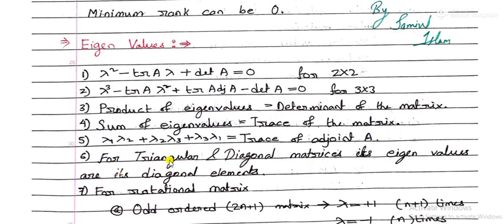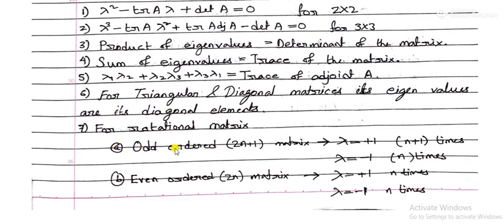For any triangular and diagonal matrices, its eigenvalues are its principal diagonal elements. Now, for a rotational matrix, if you have an odd order rotational matrix, that means a 2n plus 1 order matrix, lambda equals plus 1 for n plus 1 times and lambda equals minus 1 for n times. And for an even order, that means a 2n order matrix, you have lambda equals plus 1 n times and lambda equals minus 1 for n times.